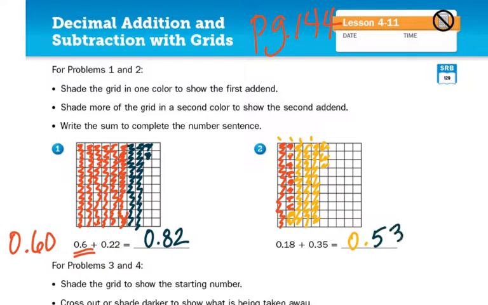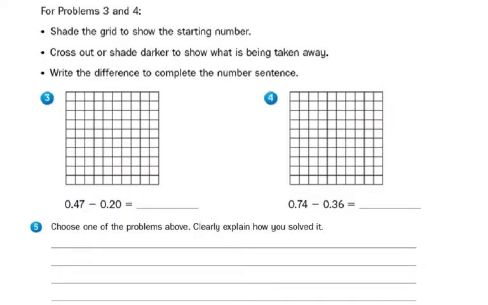It'll be 53 hundredths. For problems 3 and 4, shade the grid to show the starting number. Cross off or shade darker to show what is being taken away. Write the difference to complete. So you're going to start with 47 hundredths.